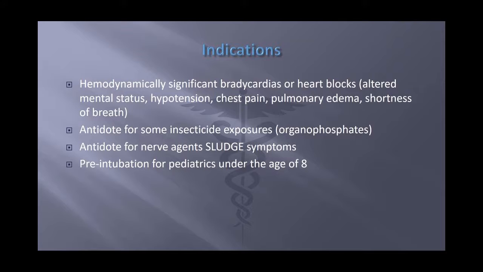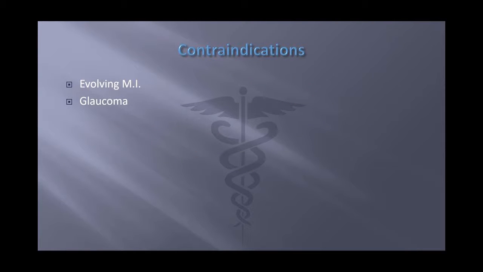Indications for atropine. Hemodynamically significant bradycardias or heart blocks. Symptoms include altered mental status, hypotension, chest pain, pulmonary edema, and shortness of breath. It is the antidote for some insecticide exposures. It is also the antidote for nerve agents with SLUDGE symptoms. It can be used as a pre-intubation for pediatrics under the age of 8. Contraindications for atropine include evolving MI and glaucoma.